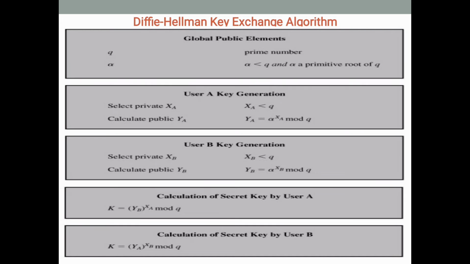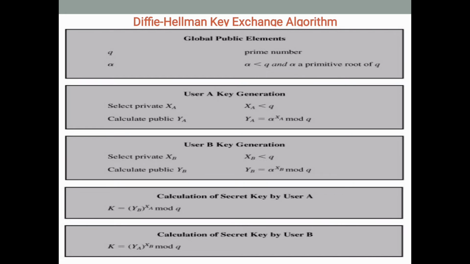So at the source side, that means at the user A end, the secret key can be calculated from the formula YB power XA mod Q. Here YB is the public key of user B, and XA is the secret key of user A. And at the destination side, that means at the user B end, the key K is equal to YA power XB mod Q.